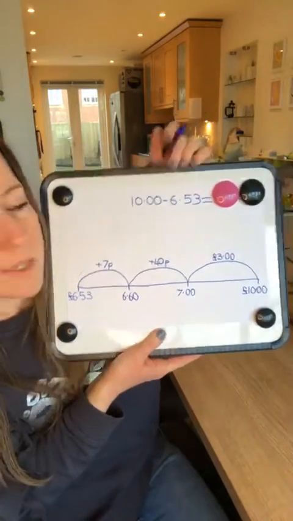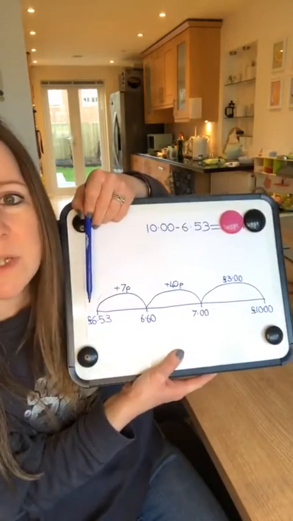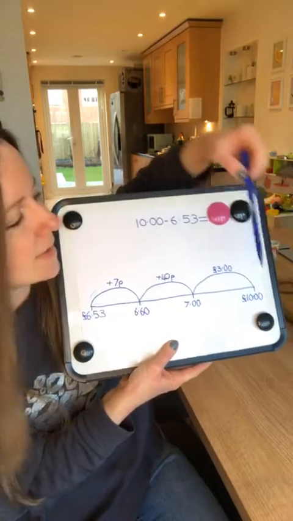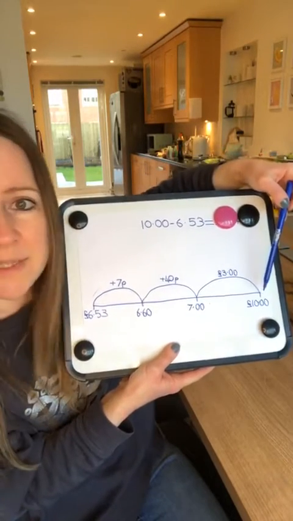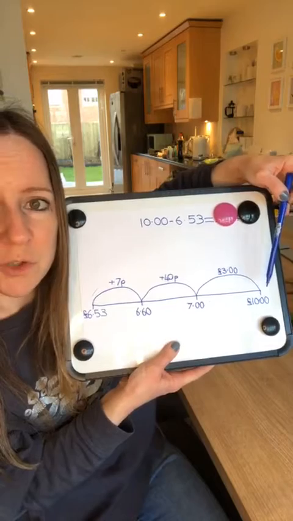Now the last thing, they're not quite there yet, but they've done really well because they've started at what they've spent, and they've ended now at their £10, which they gave to the shopkeeper.